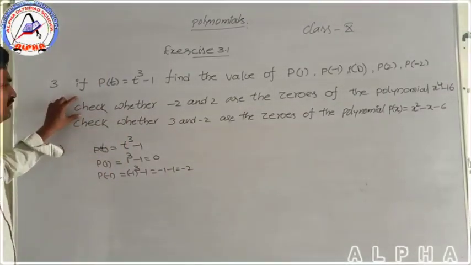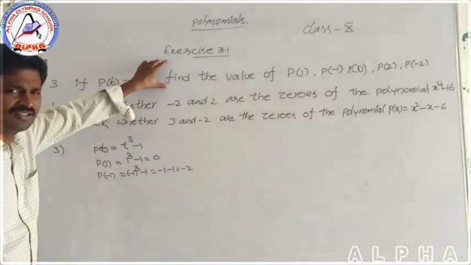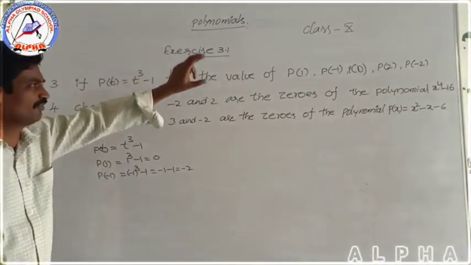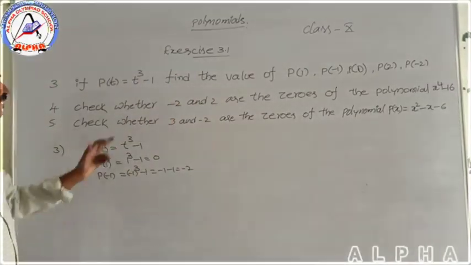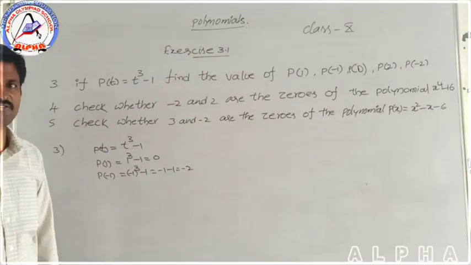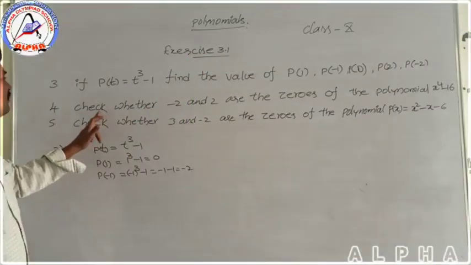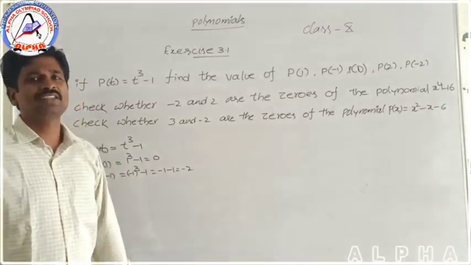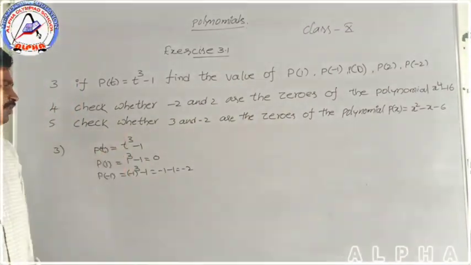This is also the same. Just here we are finding the value. Here also we have to find the value at minus 2. If the value is equal to 0, then we will say these are the zeros of the polynomial. Otherwise, these are not zeros of the polynomial.